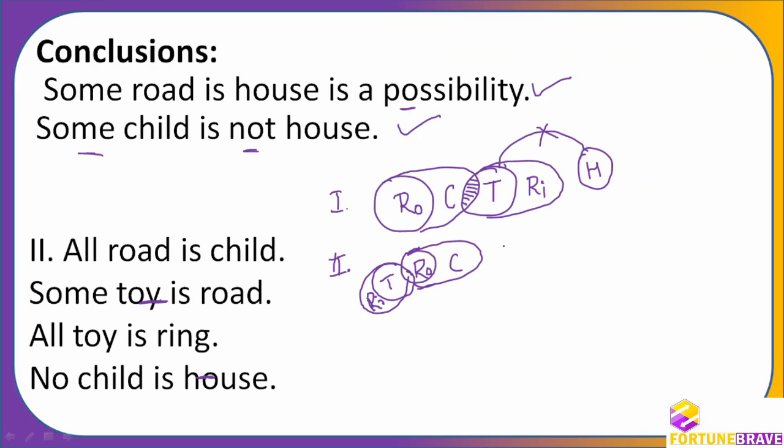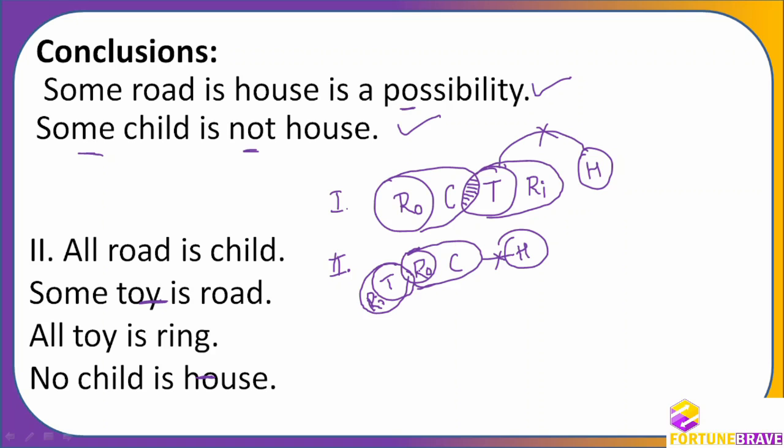No child is house. So some child is not house is true here. Some road is house is a possibility. So it's not possible, because of the no child is house.